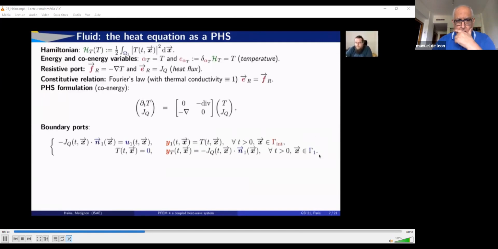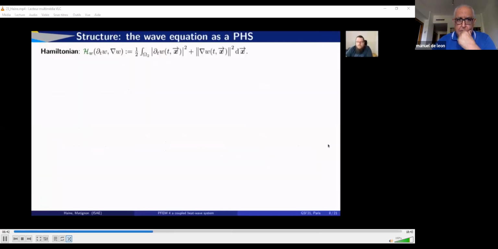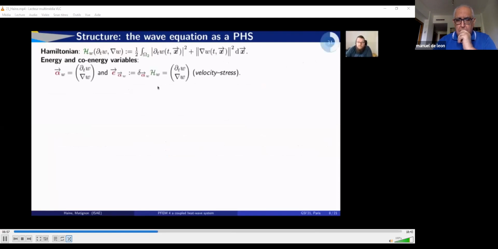And the boundary port makes appear the part Gamma 1 and the interface. So at the interface, we want minus the heat flux, and we have the Dirichlet boundary condition on Gamma 1. Then we have this lossy power balance, which is well known for this trivial parabolic system. The structure is approximated by the wave equation, and the Hamiltonian is given by the sum of the kinetic energy and the potential energy of the membrane. The co-energy variables are the velocity and the stress.